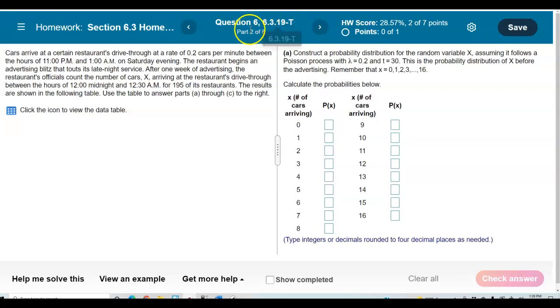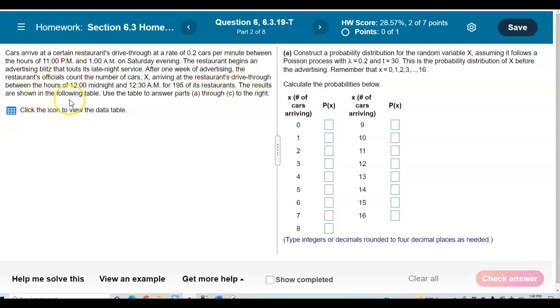6.3.19-T with technology. Cars arrive at a certain restaurant's drive-thru at a rate of 0.2 cars per minute between the hours of 11 p.m. and 1 a.m. on Saturday evening. The restaurant begins an advertising blitz that touts its late-night service. After 1 week of advertising, the restaurant's officials count the number of cars, X, arriving at the restaurant's drive-thru between the hours of 12 midnight and 12:30 a.m. for 195 of its restaurants.